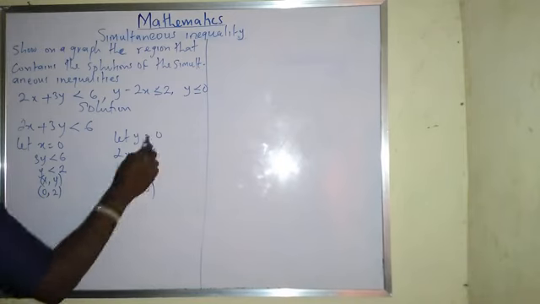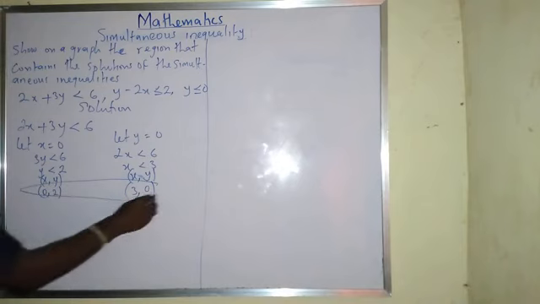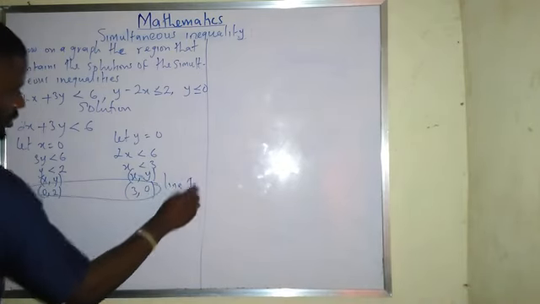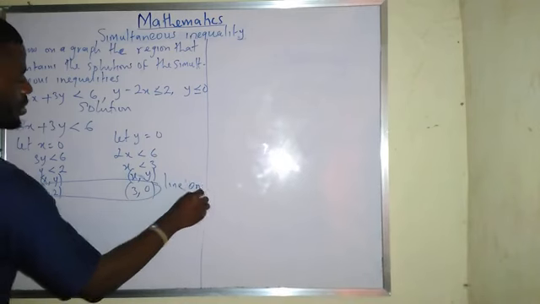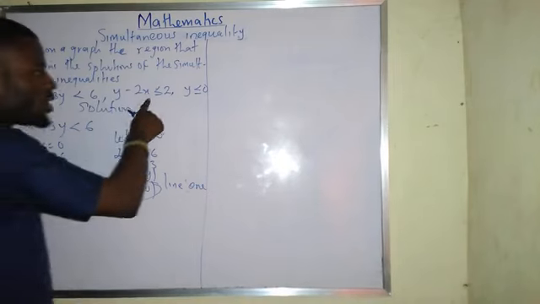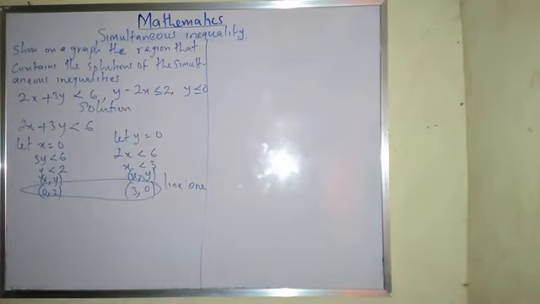Now it means this is a line. Let me put it as line 1. Now line 2. There are 3 lines there: first line, second line, and third line. Please take note of those things, they are very important.